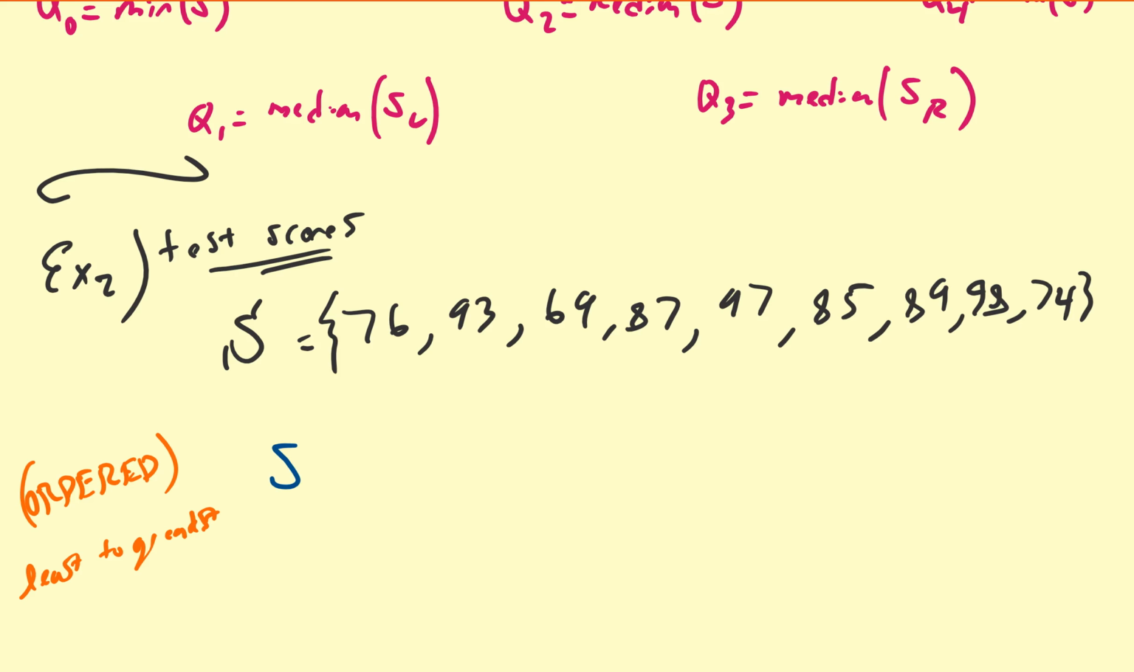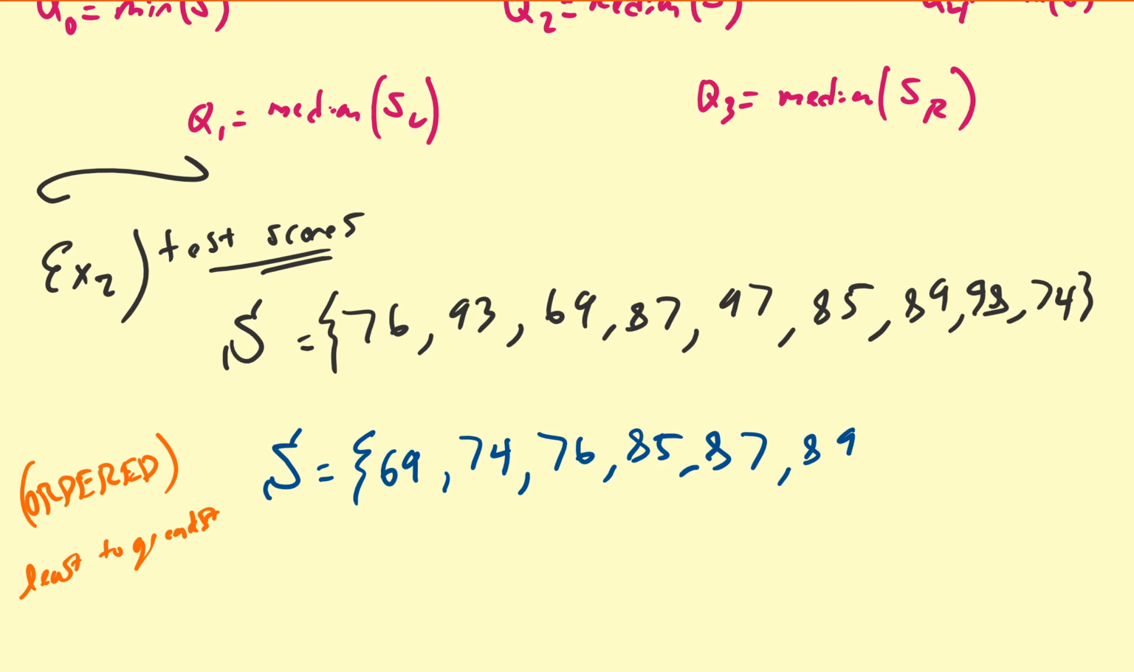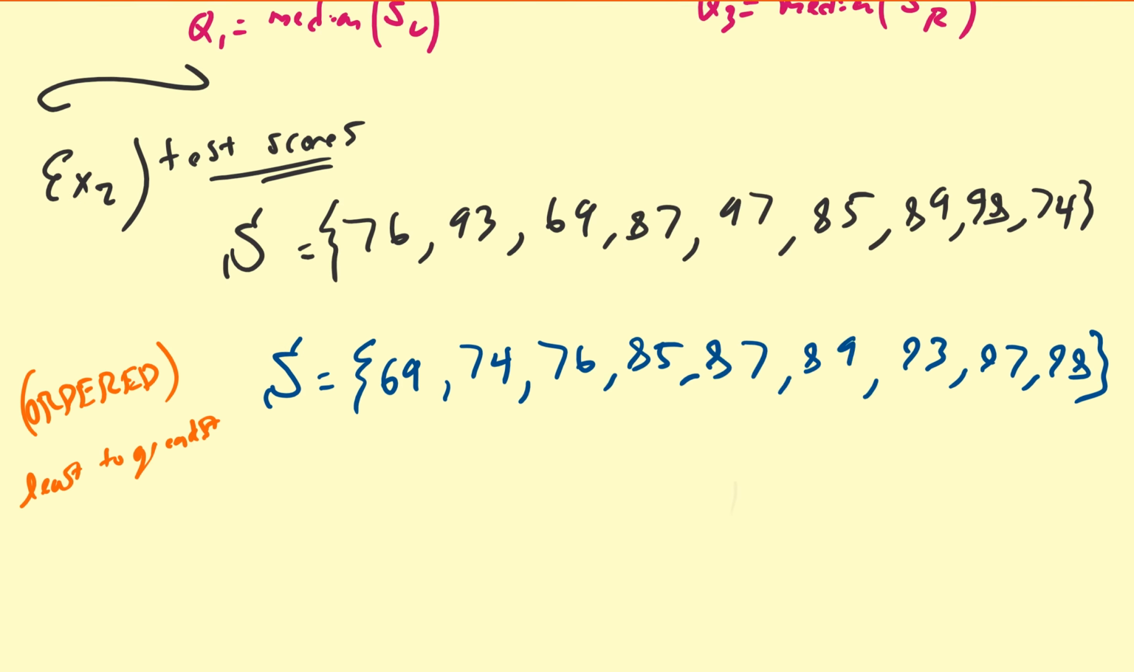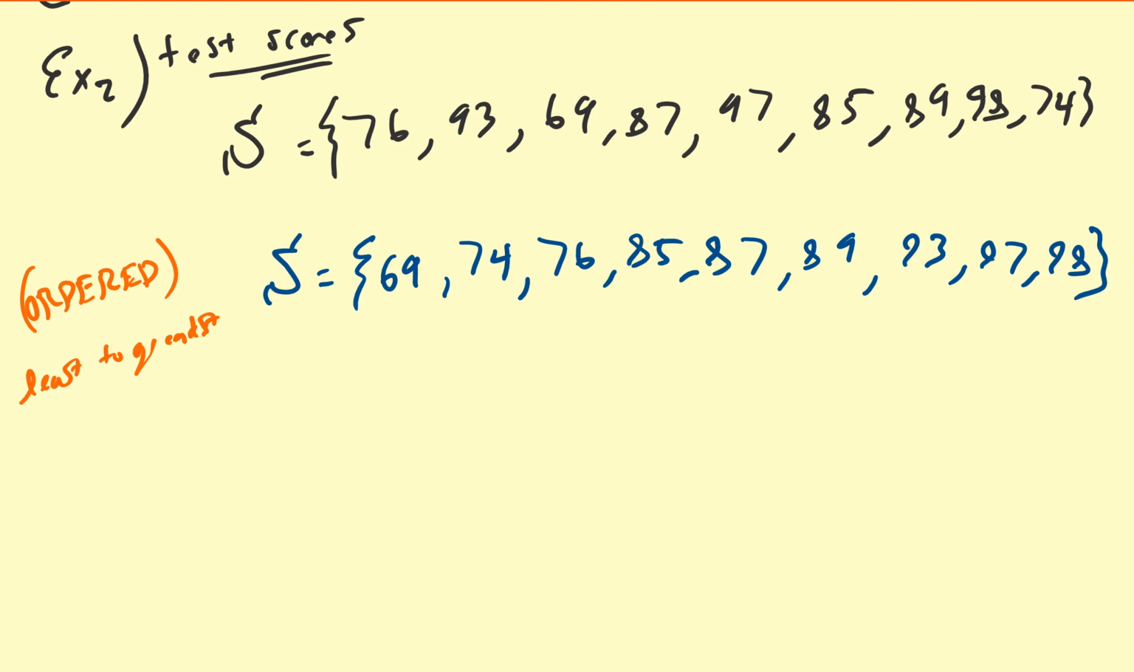So we can restructure the set from least to greatest as so. The least value is going to be 69, followed by 74, 76, 85, 87, 89, 93, 97, and 98. So we can clearly identify Q0. Q0 is always going to be the minimum, and Q4 is always going to be the maximum.